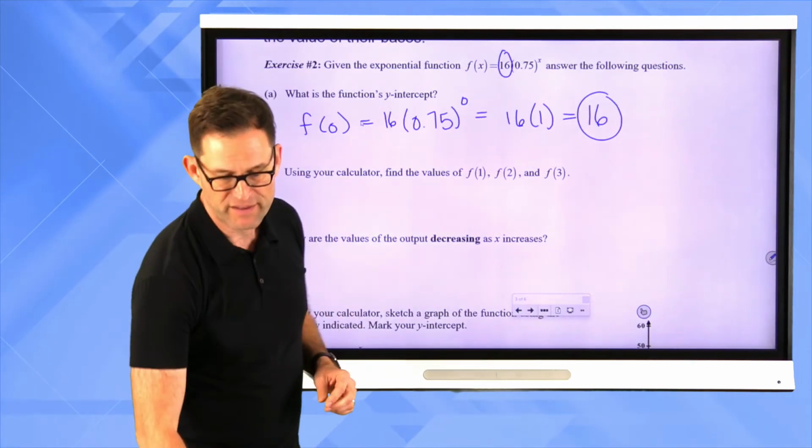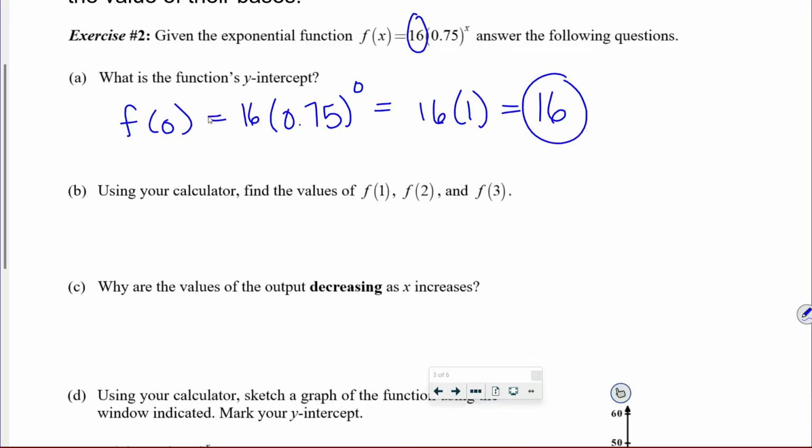All right, well, let's take a look. So f of 1, that's simple enough, right? So 16 times 0.75 to the first, that ends up being the wrong sheet. So let's grab this one. That helps a little bit more. That's a nice number, 12.